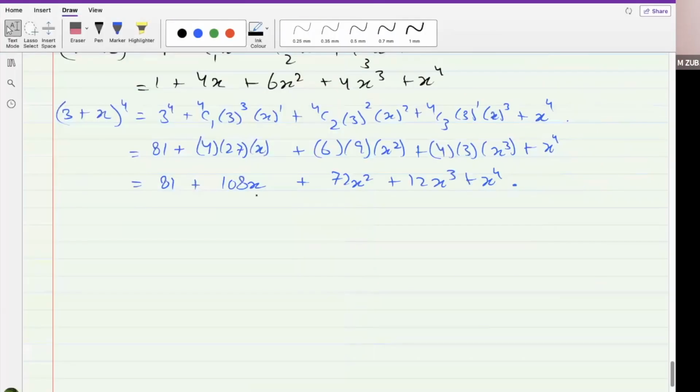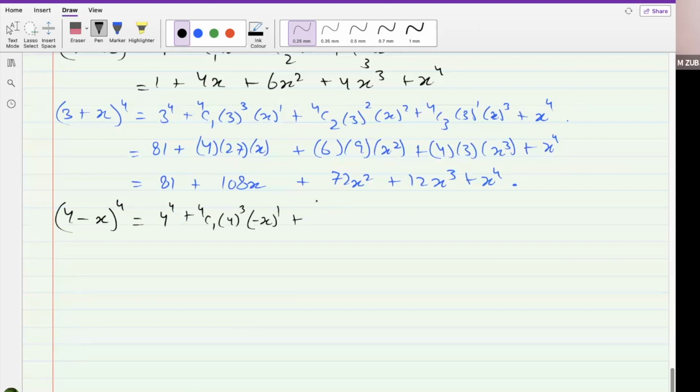The next is 4 minus x, to the power 4. Now we do have 4, but we have to be careful with this negative sign. So 4 power 4 plus 4C1 a^(n-1) b^1 plus 4C2 a^(n-2) b^2 plus 4C3 a^(4-3) b^3, and 4C4 will again be 1, so we don't write that, minus x power 4.